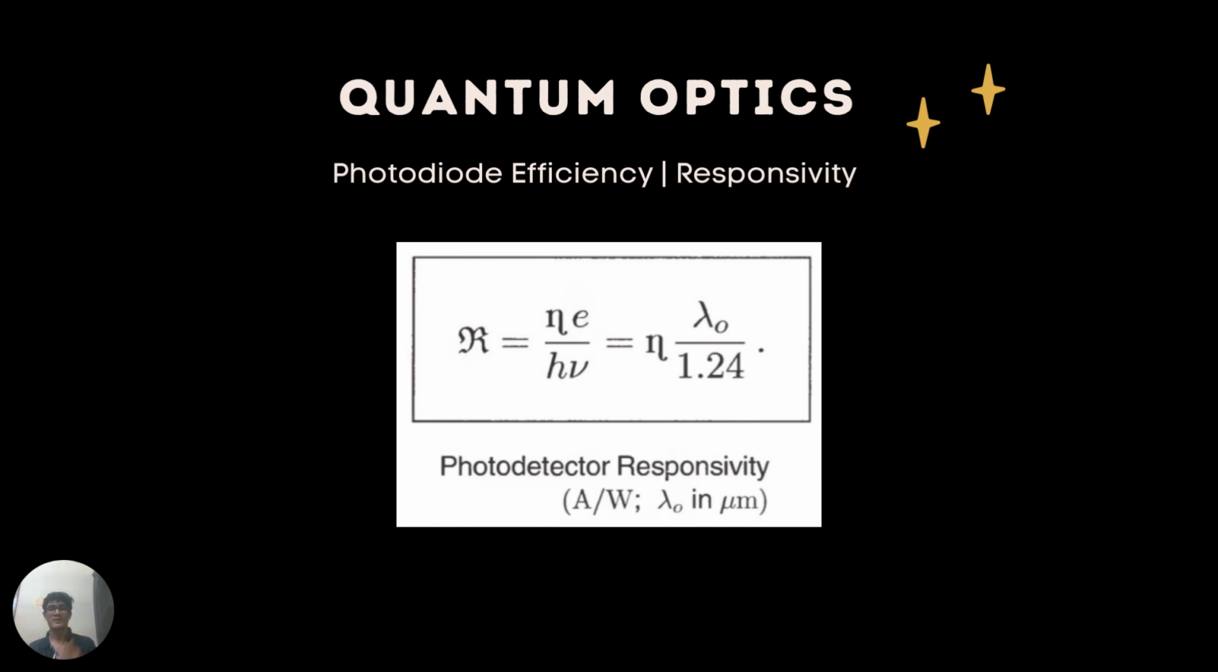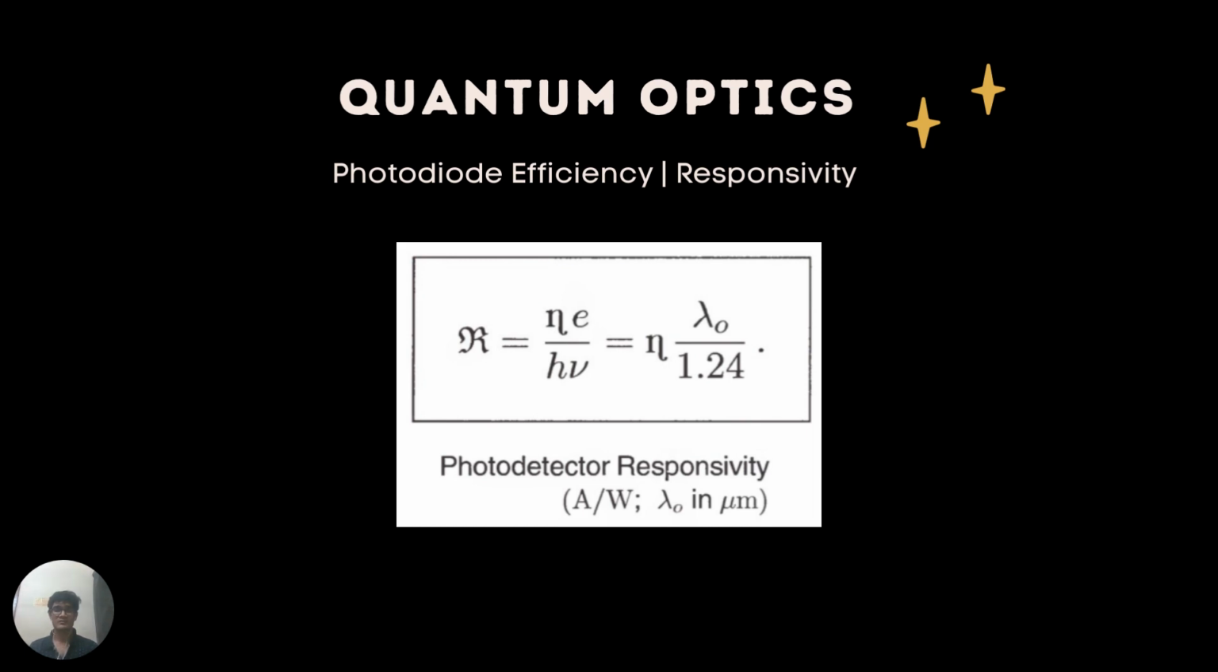Units are ampere per watt. Now the formula is seen here, where lambda by 1.24 is used when lambda naught is in micrometers, and e, h, nu are the standard constants.